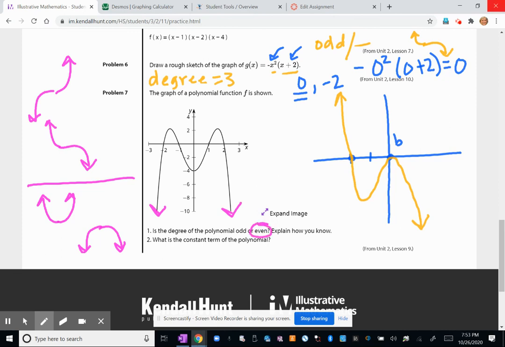Number 2, what is the constant term? We can tell the constant term by finding the y-intercept. Okay, the y-intercept is right here on the graph at -4. So the constant term is -4.